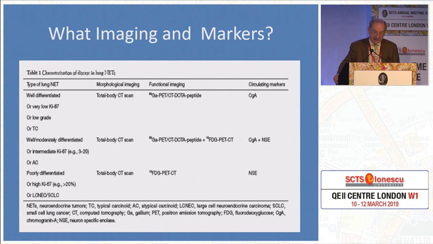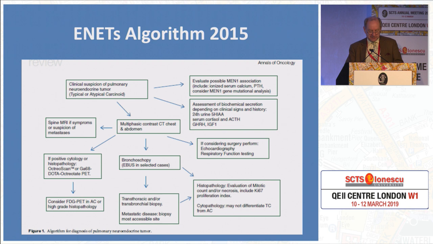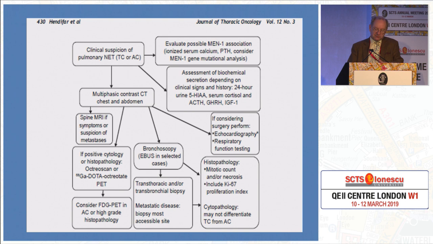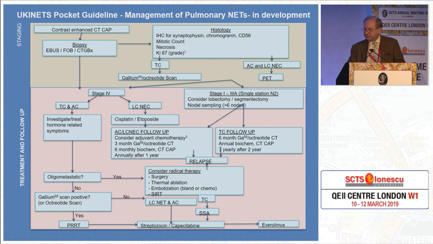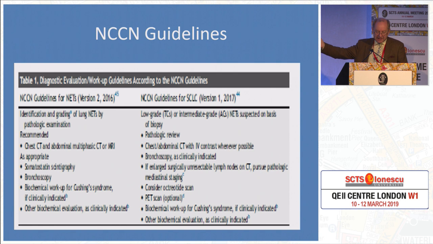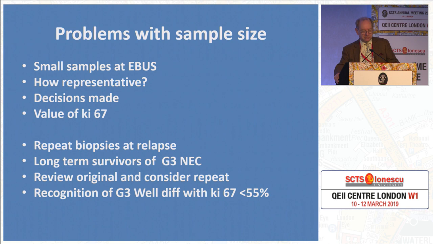And it's just that on the right-hand side, the chromogranins are more useful in well-differentiated, the typical and atypical carcinoids, whereas when you get up to the high end of the spectrum, then neuron-specific enolase is probably of more use. Now, I'm going to go through these in about 2 seconds each, because it's just to show you there are lots of different groups. There's the ENETS algorithm. There's this algorithm from Hendifar's group. There's another one for the UKINETS pocket guideline. I'm not sure it's actually been published yet. I was involved in the draft of it. There's the NCCN guidelines. All these guidelines are out there, and they all are broadly similar.